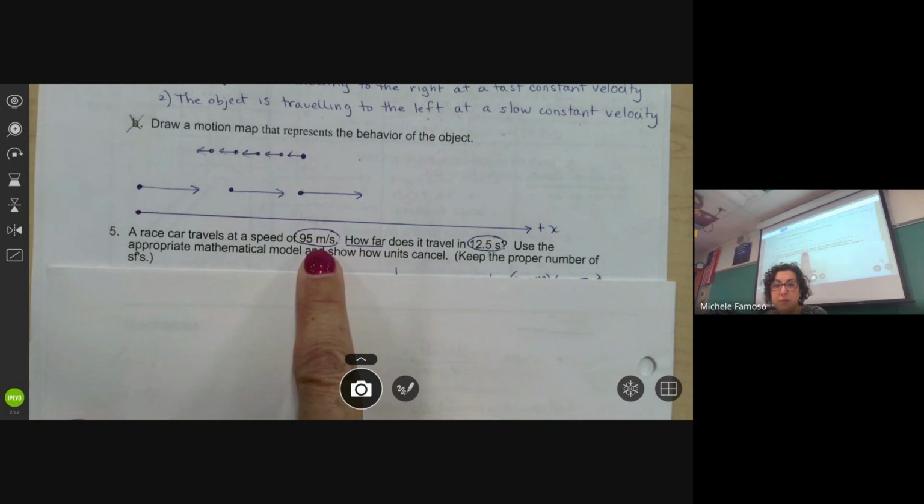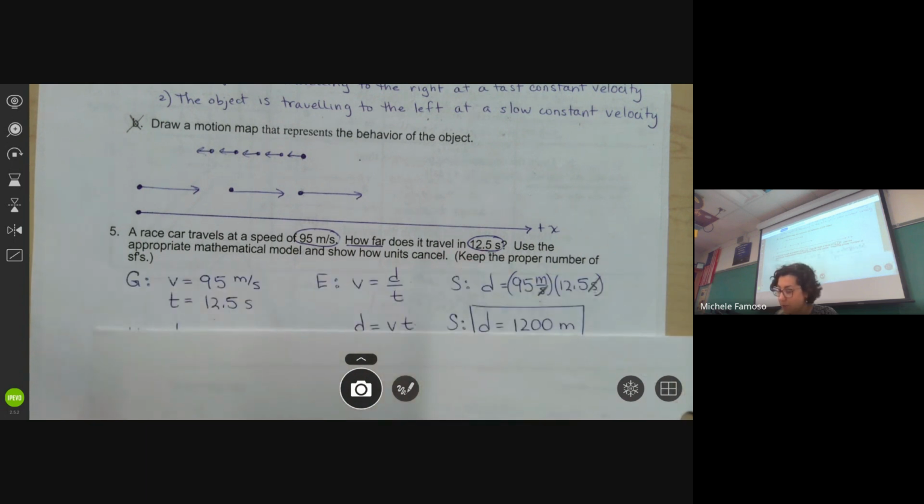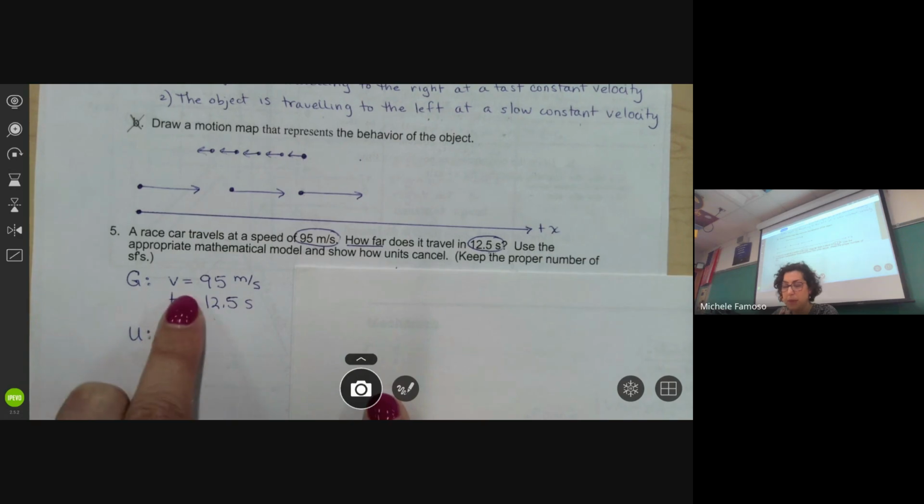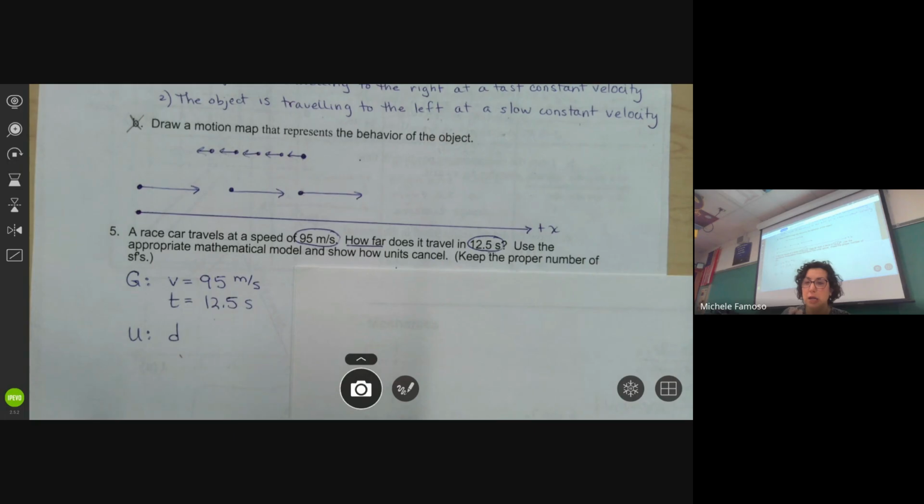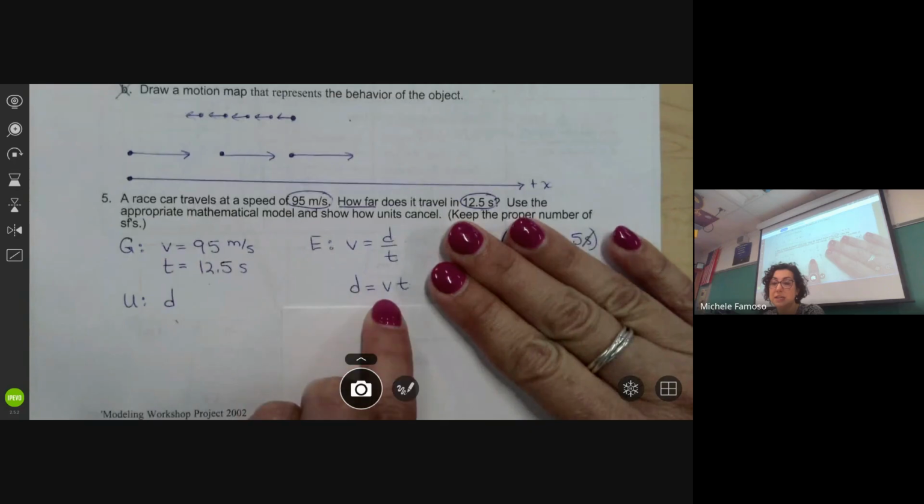All right, number 5, you have the race car traveling at 95 meters per second. How far does it travel in 12.5 seconds? Okay, so my givens here. My speed, V, is 95 meters per second. The time is 12.5 seconds. When I ask for how far, that means I'm looking for a distance, D. So to do this, we're going to start with V is D over T. So that means the distance would be the speed times the time.